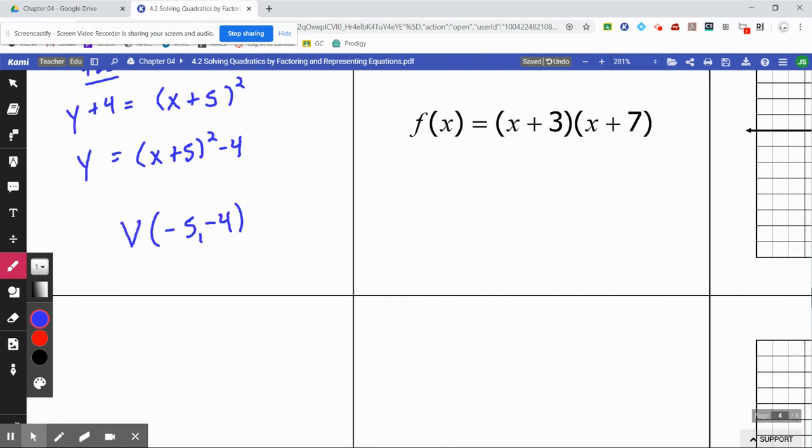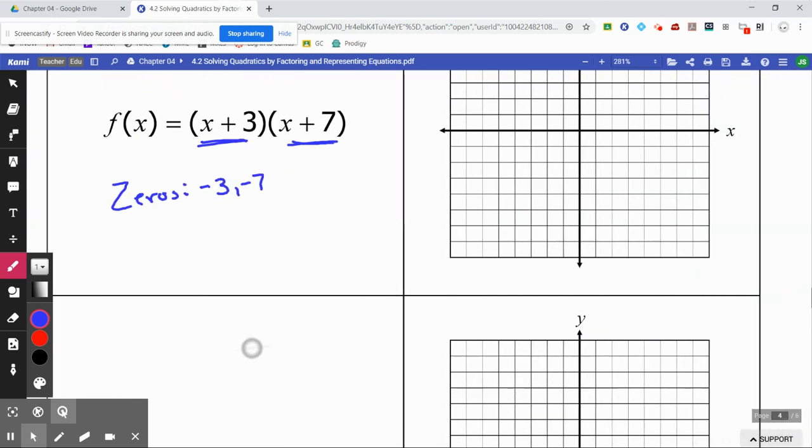We can again use our factored form, the x plus 3 times x plus 7, to find our zeros or our roots, whatever you want to call it. Set each of these equal to 0. So you have zeros at negative 3 when you set this equal to 0, and negative 7 when you set that equal to 0. So let's go ahead and put our vertex at negative 5, negative 4.